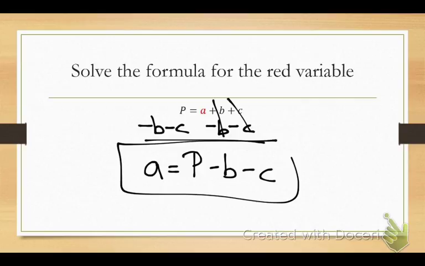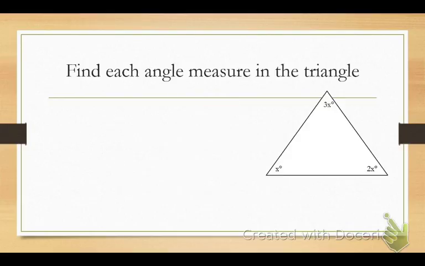All we're doing is those inverse operations to get one targeted variable by itself. Now we're going to find each angle measure in the triangle. Notice it says each. I did not say solve for x, however, you have to solve for x before you can find the angle measures. Remember doing this in class? All right, so let's go ahead and work this out.